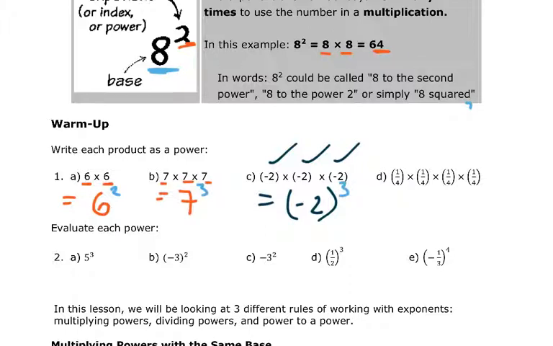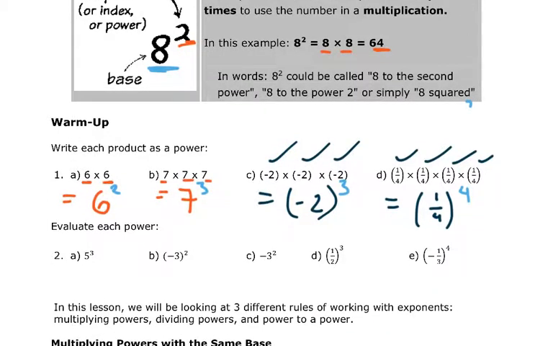And the last one, we can do the exact same thing with fractions. Just because it's a fraction doesn't mean we can't make it into an exponent. So the base should be 1 over 4. And 1 over 4 is being multiplied by itself 1, 2, 3, 4 times. So this is the same thing as 1 over 4 to the power of 4.